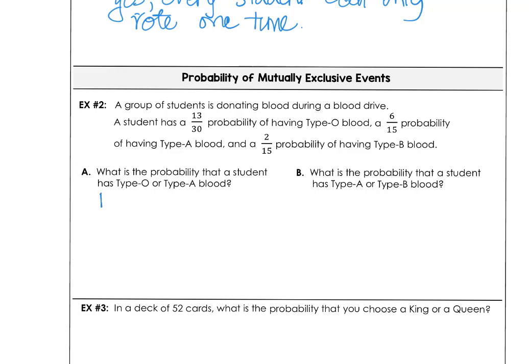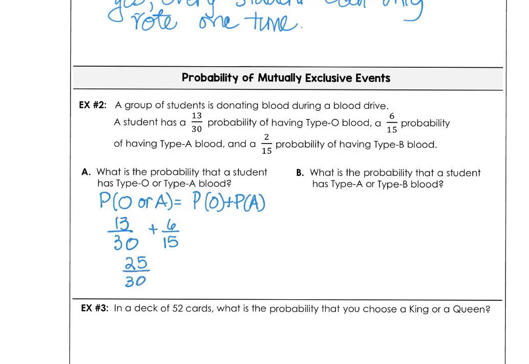Writing out that probability, the probability of a type O or a type A is the probability of O plus the probability of A. There's no overlap in that case. So 13 out of 30 for type O and 6 out of 15 for type A. So we have a 25 out of 30 probability, which is a 5 in 6 chance of having type O or type A. And remember here, I'm making my common denominator 30.